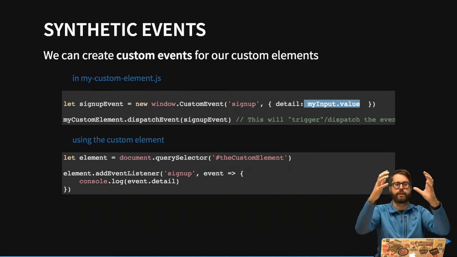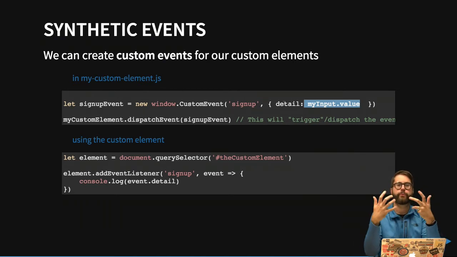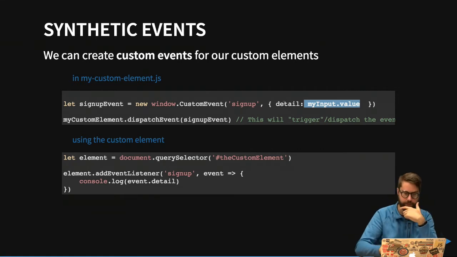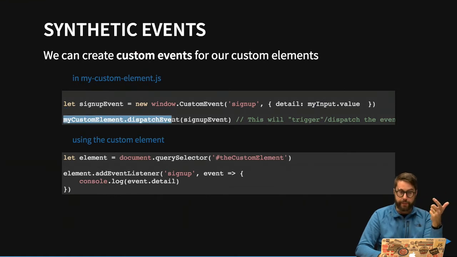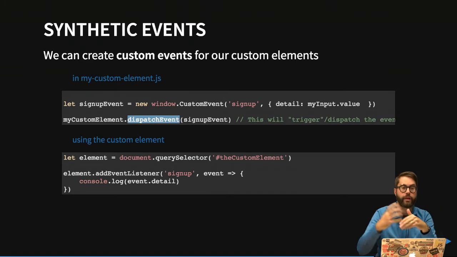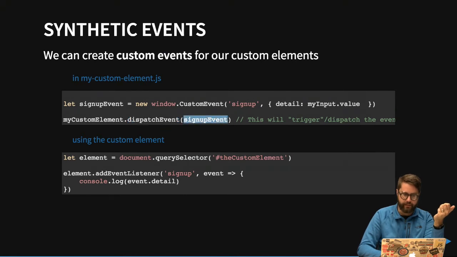This object will be reachable when the event has triggered, and I will show that soon. Later on, when the user signs up, clicks a button or anything, and you are ready to dispatch or trigger the event, you can do that by the dispatchEvent method on your custom element. In this case, I do myCustomElement.dispatchEvent, and I dispatch my custom event that was created. So this will be triggered.